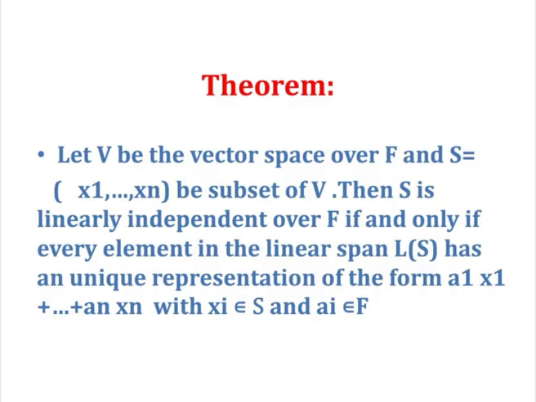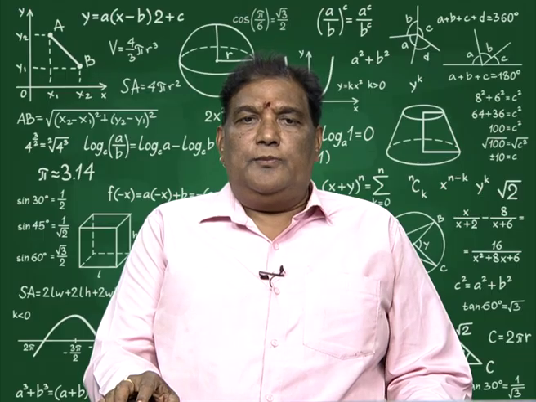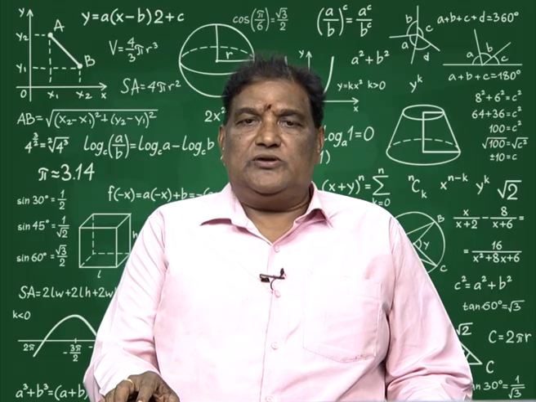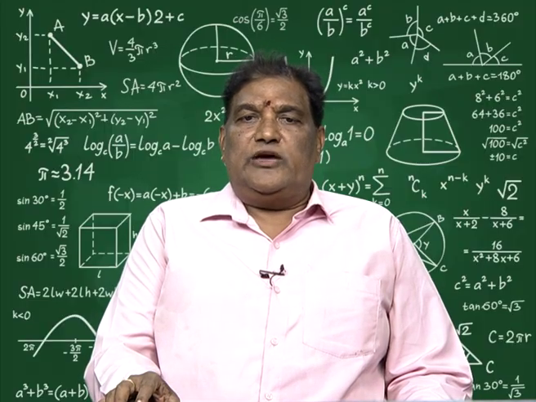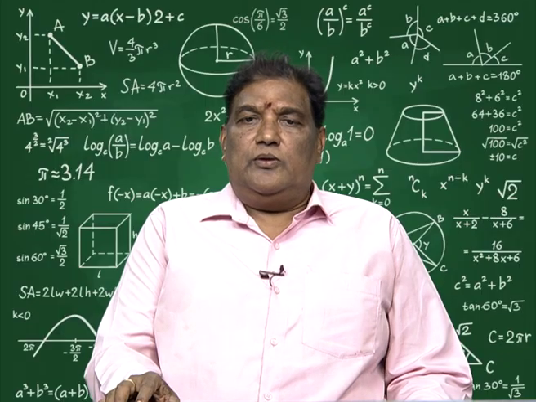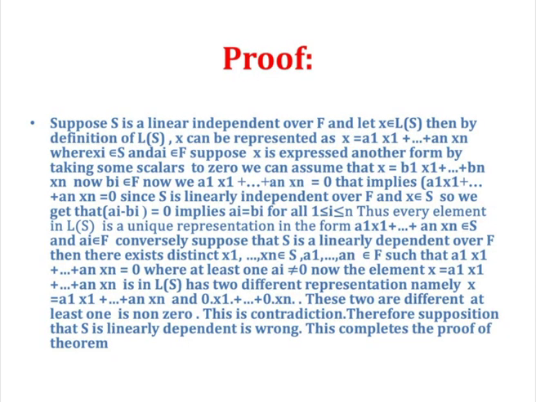Proof. Suppose S is linearly independent over F and let x belong to L of S. Then by the definition of L of S, x can be represented as x equal to a1 x1 plus a2 x2 plus so on an xn, where xi belongs to S and ai belongs to F, such that x is expressed in another form by taking some scalars to 0. We can assume that x equal to b1 x1 plus b2 x2 etc. bn xn, and now bi belongs to F.